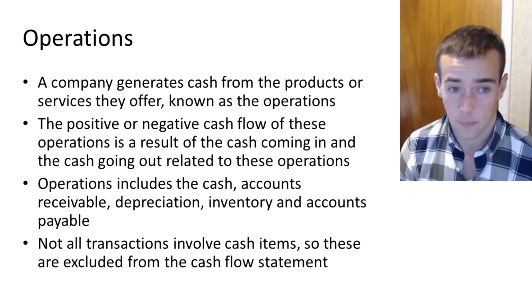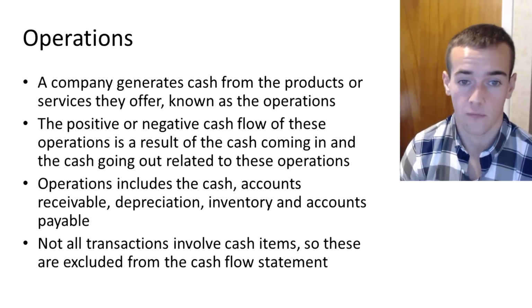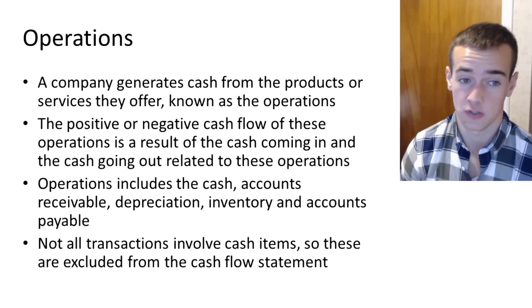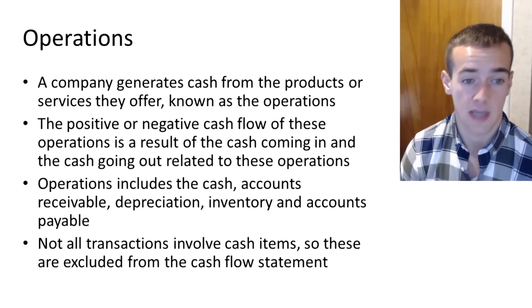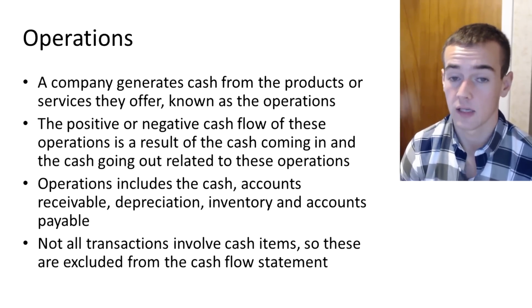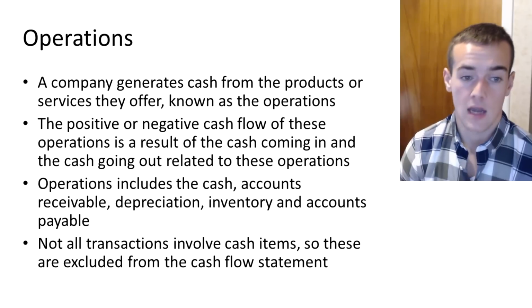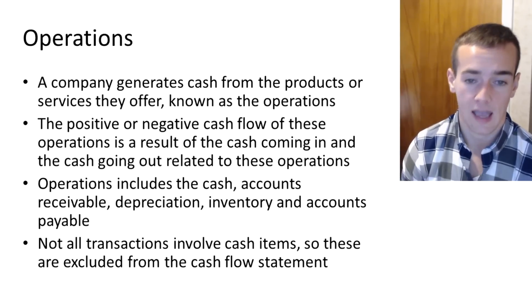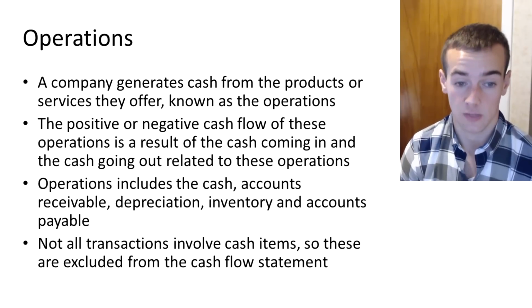First of all, we have operations. So a company generates cash from the products or services they offer, known as the operations. This is the goods and services they provide. The positive or negative cash flow of these operations is a result of the cash coming in and the cash going out related to these operations, related to the goods and services they are selling. Now, operations includes the cash, the accounts receivable, depreciation, inventory, and the accounts payable.